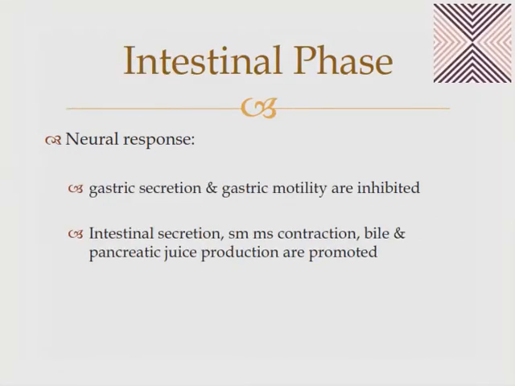Third is the intestinal phase. Now here, what is the neuronal response? As in the cephalic phase, here the gastric secretion and gastric motility are inhibited. That means when the food enters the intestine, what will happen? The gastric motility and gastric secretions of the stomach will decrease. Second, the intestinal secretion, the smooth muscle contraction, and bile and pancreatic juice production are promoted. As we have seen in the case of pancreozymin, it stimulates the secretion of more of the enzyme-related pancreatic juice. So here more of the juices will be coming into the intestine for the digestion of the food when the food is entering into the intestinal phase. So that is very obvious.